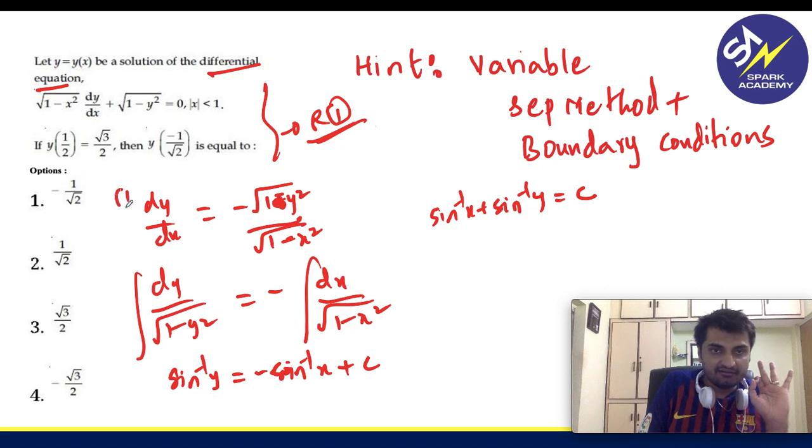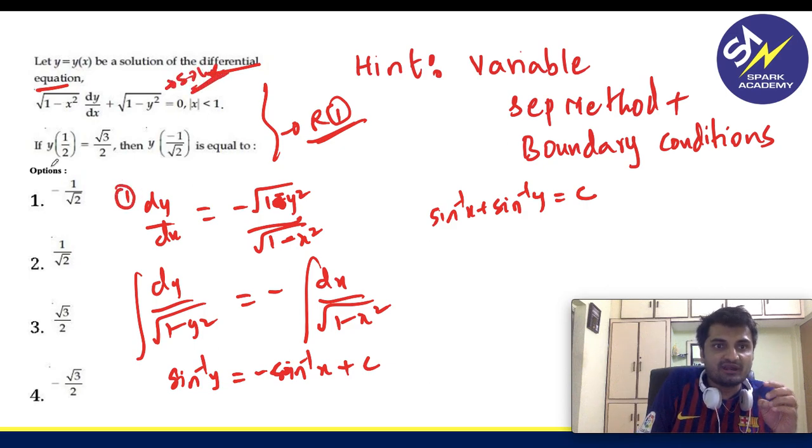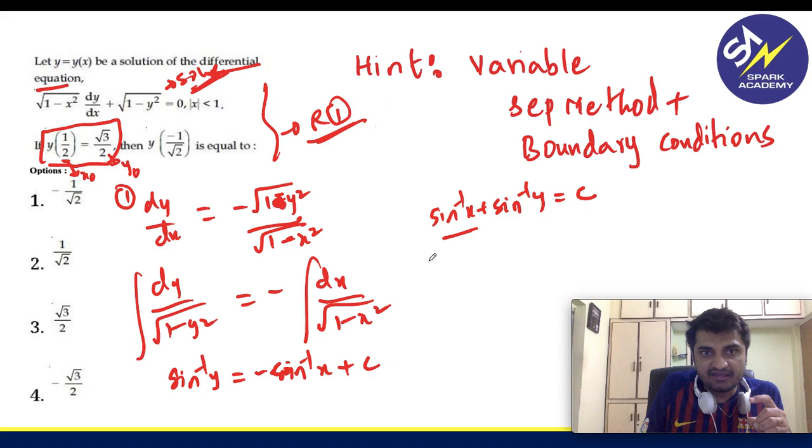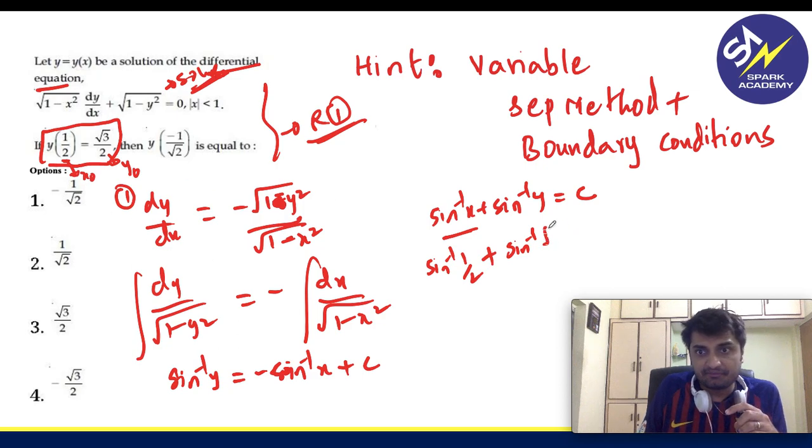So I have done one. I've solved this. Now they gave you a boundary value condition. What is the boundary value condition given here? Y of 1 by 2. That means this is your x naught value. This is your y naught value. So just substitute, guys. This is sine inverse 1 by 2 plus sine inverse root 3 by 2.